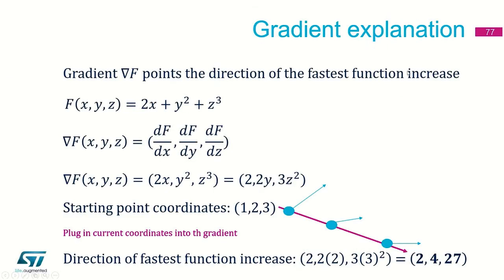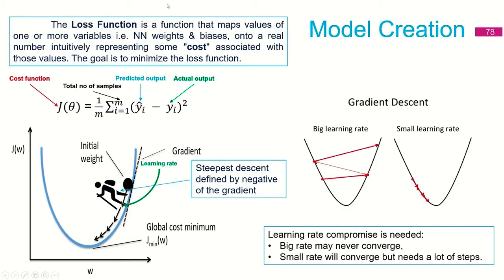So on the previous slide, we have discussed the very simple function of three variables. In our case, we have a function of neural network weights and biases. It could be even billions of variables. So they're really demanding in terms of the computation power.